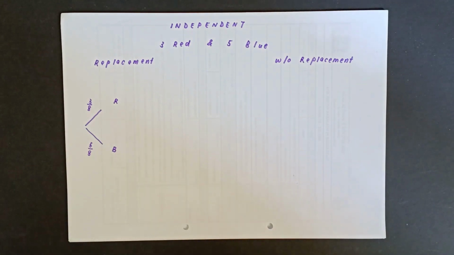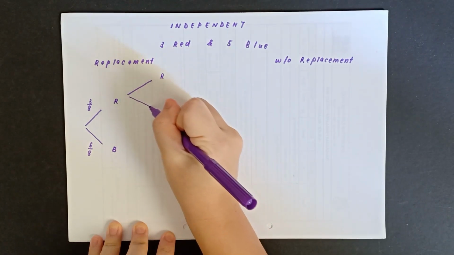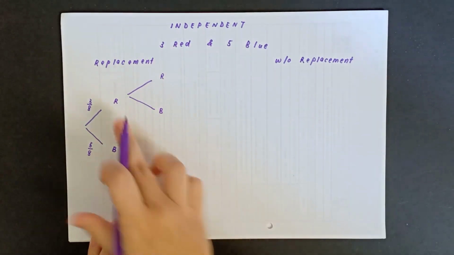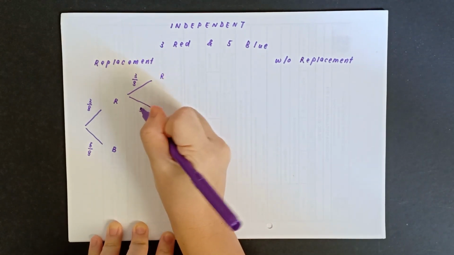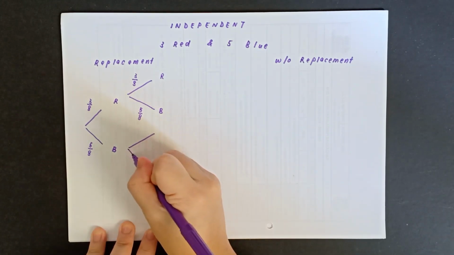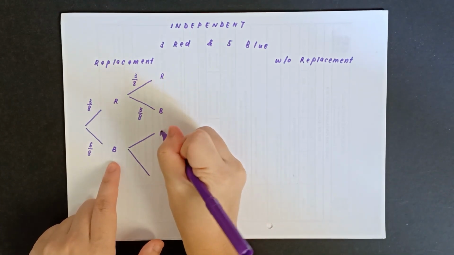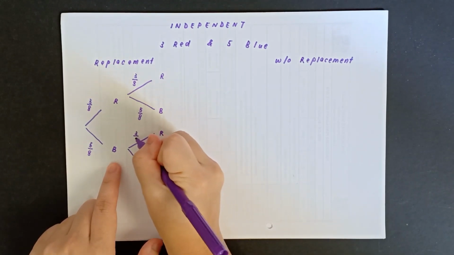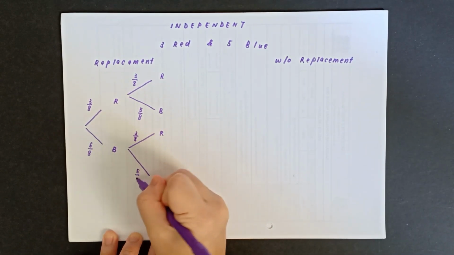So I have the same quantity of balls in my box when I pick the second ball. So the second one is red or blue, and it will be 3/8 and 5/8 as well, because I do it with replacement. The same thing, no matter whether the first one is red or blue, even if I get a blue one, the probability for me to get a red is still 3/8 and for me to get a blue is still 5/8.